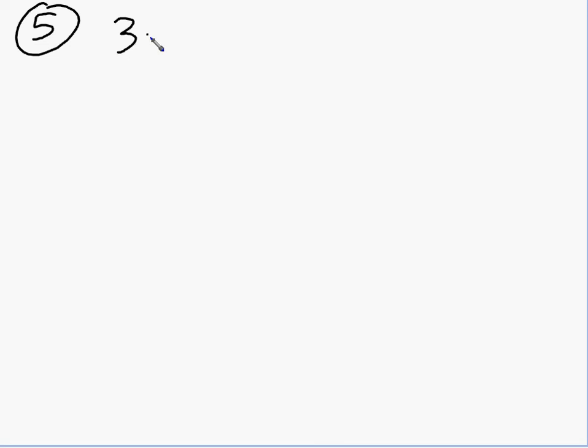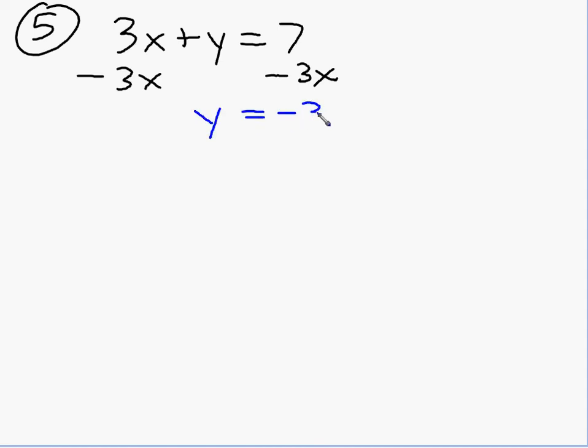What if they gave you this one and said graph that using slope-intercept? Solve for y first. I need to solve for y first. That's one of the reasons why we did that in that last section. Because if I solve this for y, it's easy. Wouldn't I subtract 3x? Now let's write this in slope-intercept form. Y equals negative 3x plus 7. We want to write it in slope-intercept form so we know what our slope is, what our y-intercept is. All right? So my y-intercept is 7.